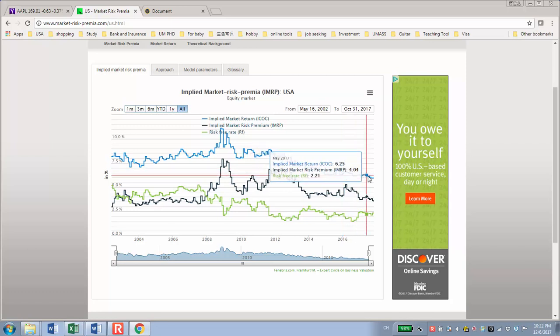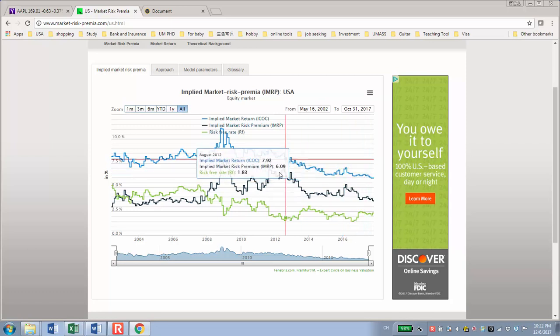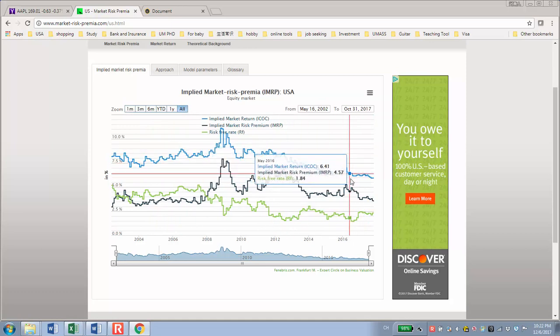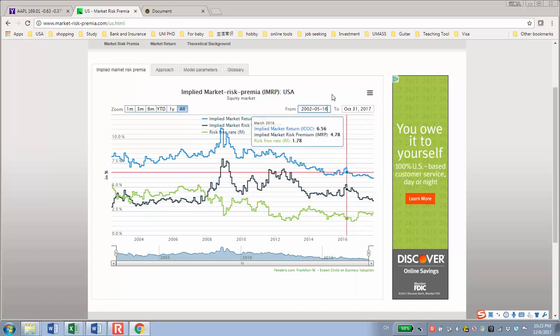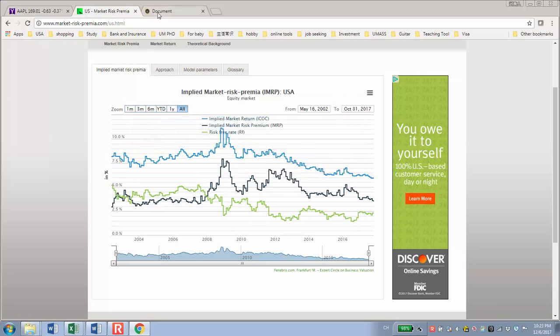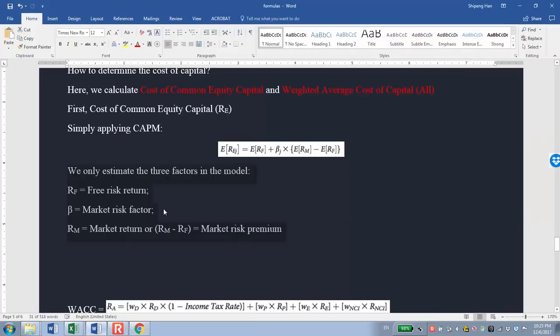So all three variables keep changing. What you need is just to find the three variables in the right year and month. You can enter the year, month, date here, so you can find the two variables we need in the model.